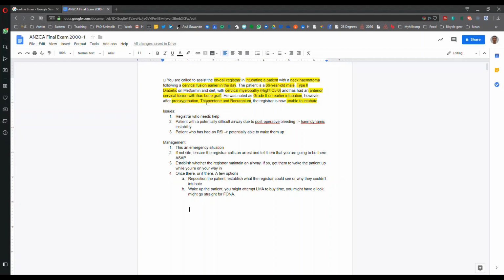establish what the registrar could see or what they couldn't, or establish exactly why they couldn't intubate. And then I would also consider, again, waking up the patient, perhaps reversing with Sugammadex to have the patient breathing spontaneously. I may consider attempting an insertion of a laryngeal mask airway. I would also consider performing laryngoscopy, or if the patient's in extremis, I may consider going straight for front of neck access.